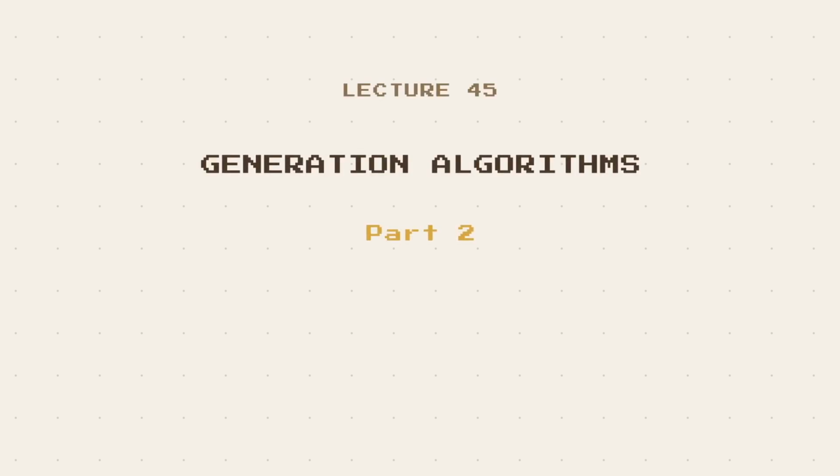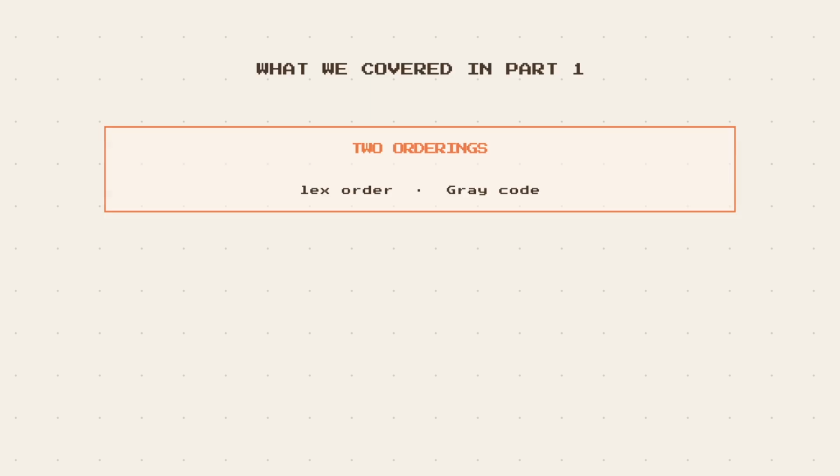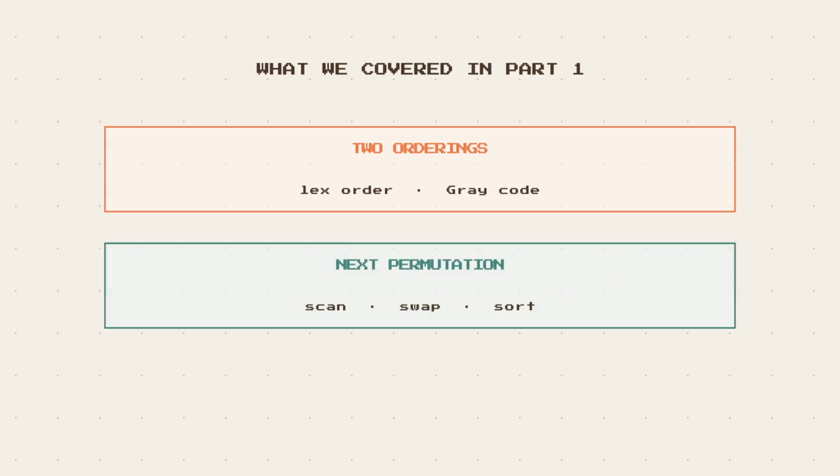In this lecture, we're going to be continuing with the generation algorithms. So, in part one, we covered two things, right? We covered two orderings, the Lex and the gray code, and the next permutation algorithm, which is the scan, swap, and the sort.